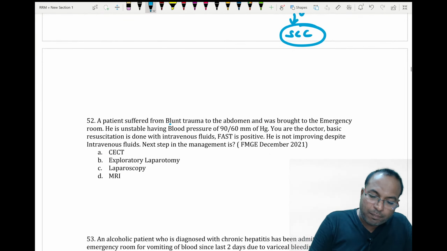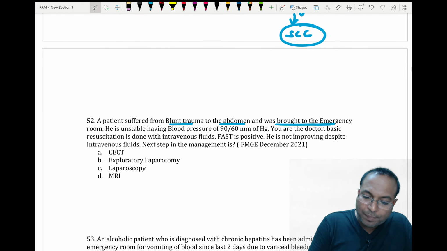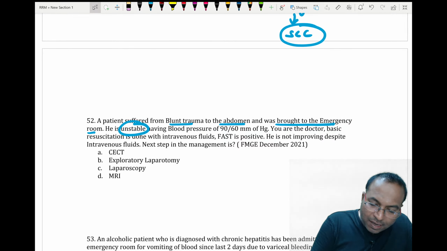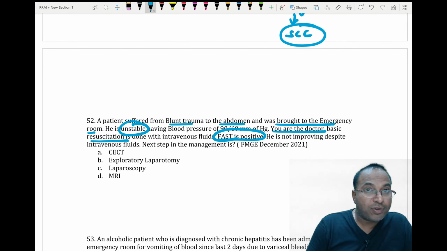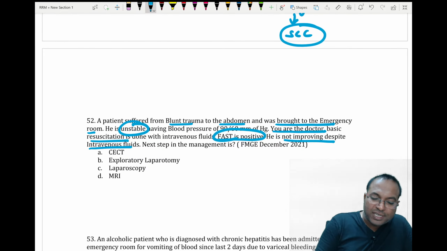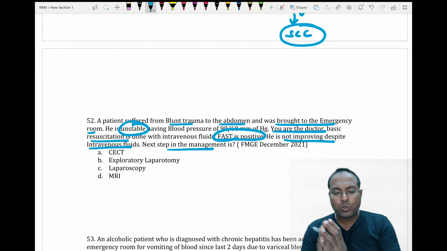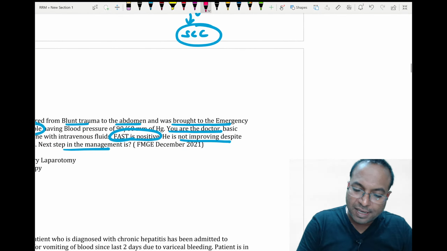A patient suffered blunt trauma to the abdomen and was brought to the emergency room. He is unstable. You are the doctor. Basic resuscitation is done and IV fluids are given. FAST is positive. Not improving despite IV fluids. Next step is, there is no excuse if you make a mistake in this type of question. The answer here is laparotomy.